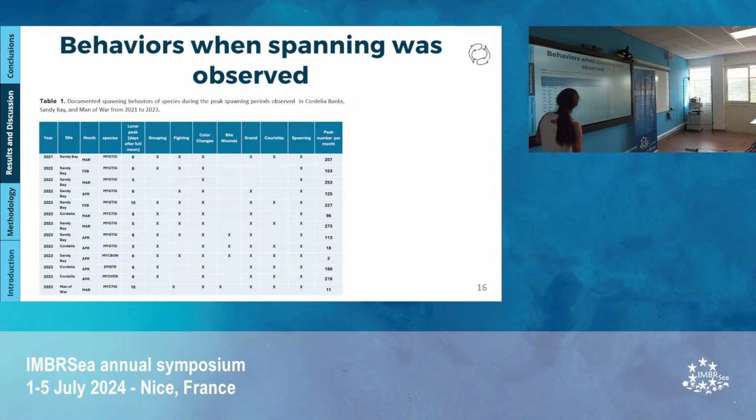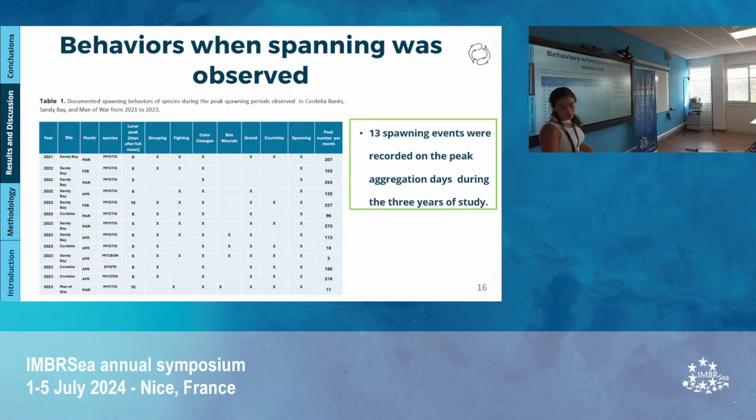So here we have the behaviors when the spawning event was observed. In total there were 13 spawning events recorded on the peak aggregation days during the 3 years of the study. And here the interesting thing is that when we observe the spawning, also the color changes were recorded. So it's a good indicator of this event. Also the observation of gravid females and the fighting, but in most cases the fighting was recorded for tiger groupers.